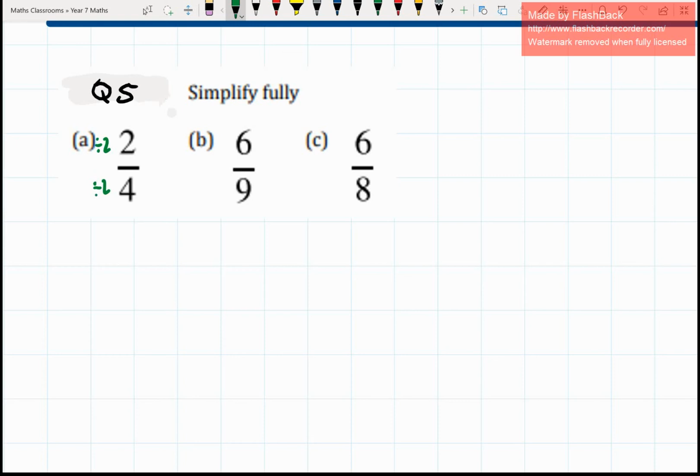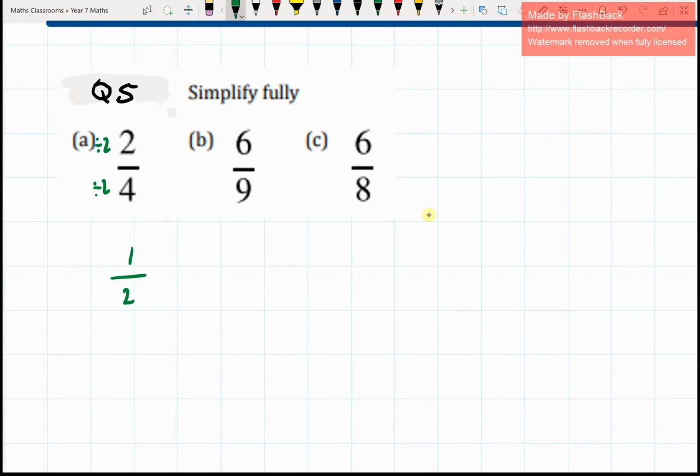You'll find that most things either go into 2, 3, or possibly 5. So we just try and go for one of those numbers for a start. So if I divide 2 by 2, I get 1. If I divide 4 by 2, I get 2. And that would be my simplified fraction.